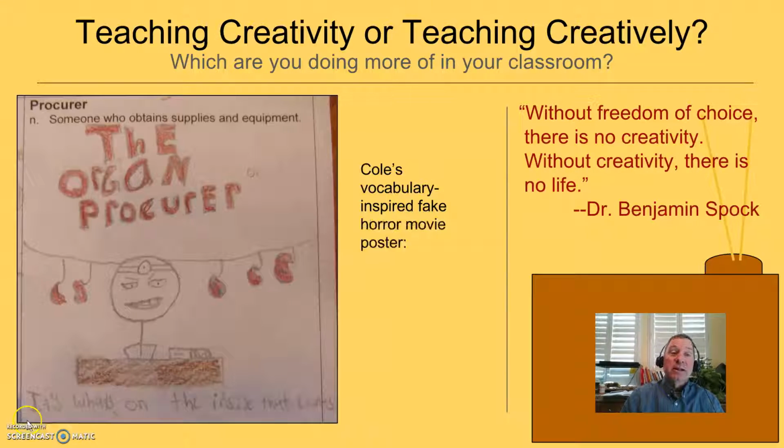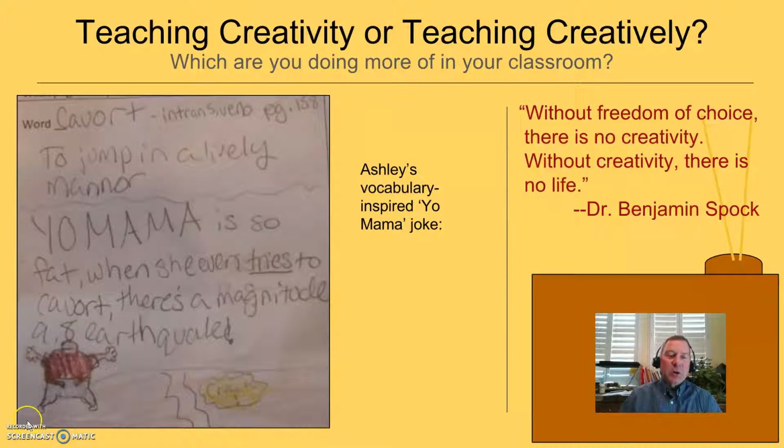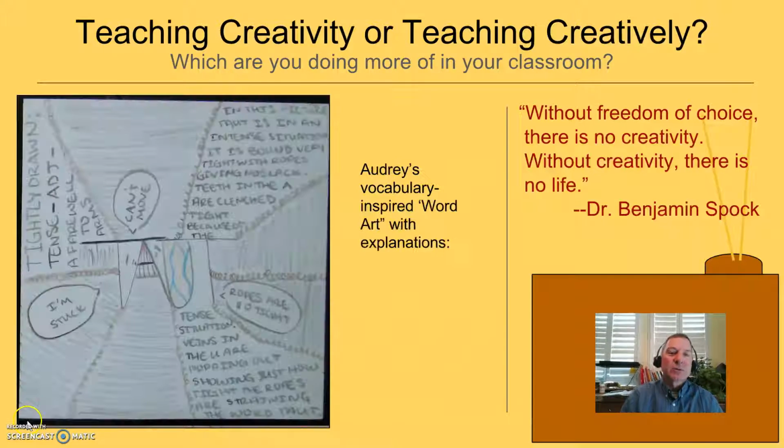Completely student-created idea. The students like horror movies, and so they came up with the idea of a fake horror movie poster where the word has to appear in the title or in the tagline, and they had to provide an illustration for it. Don't really like Yo Mama jokes, but my students decided, hey, can we use exaggeration and make our own Yo Mama jokes, which of course they loved, and so here's a good one.